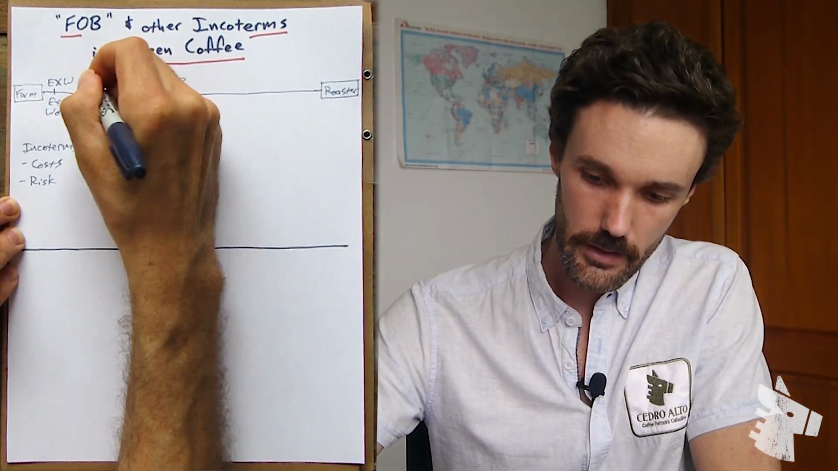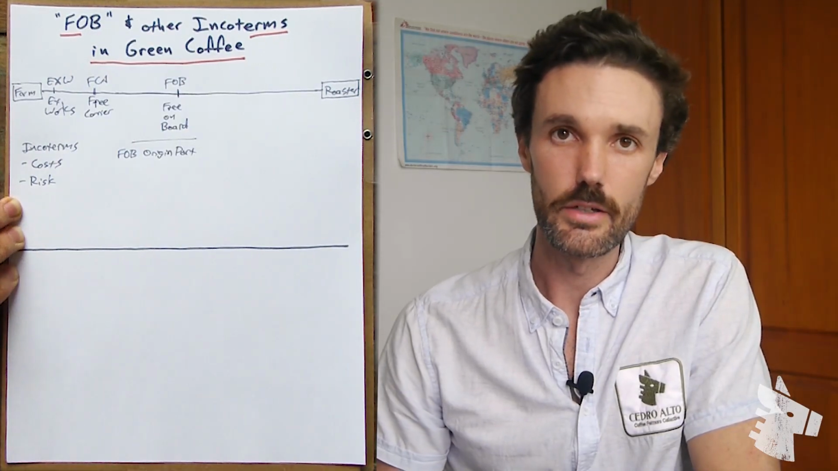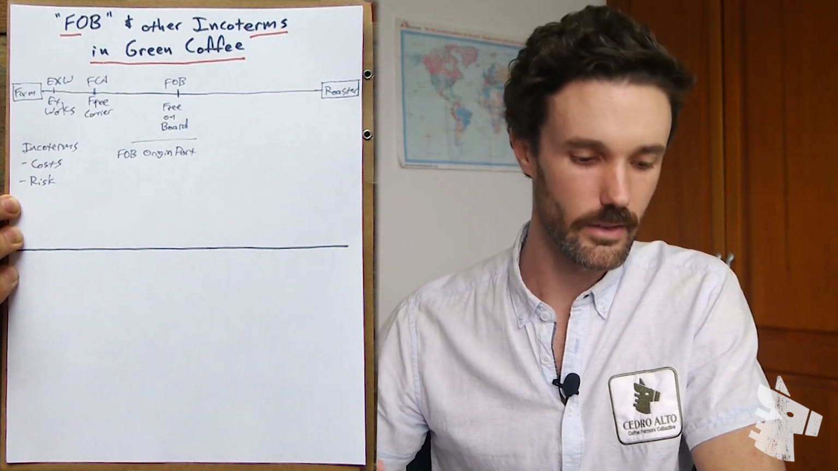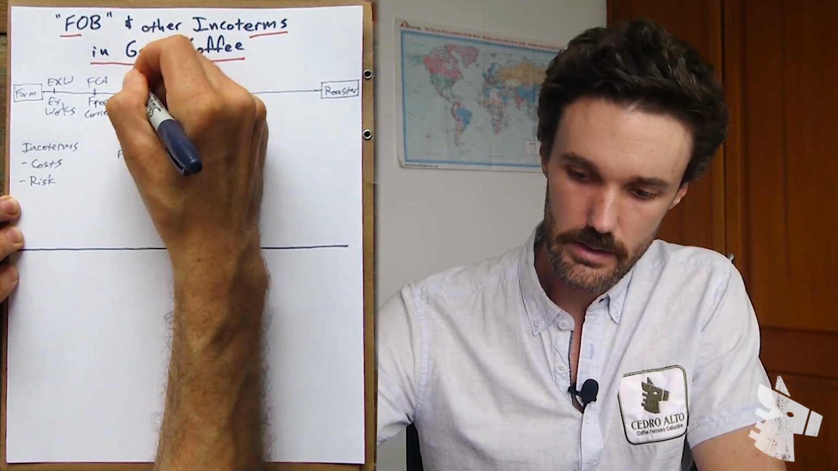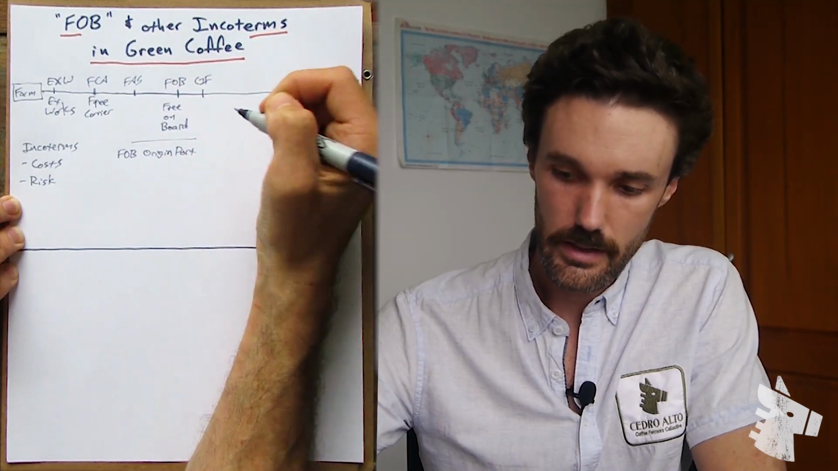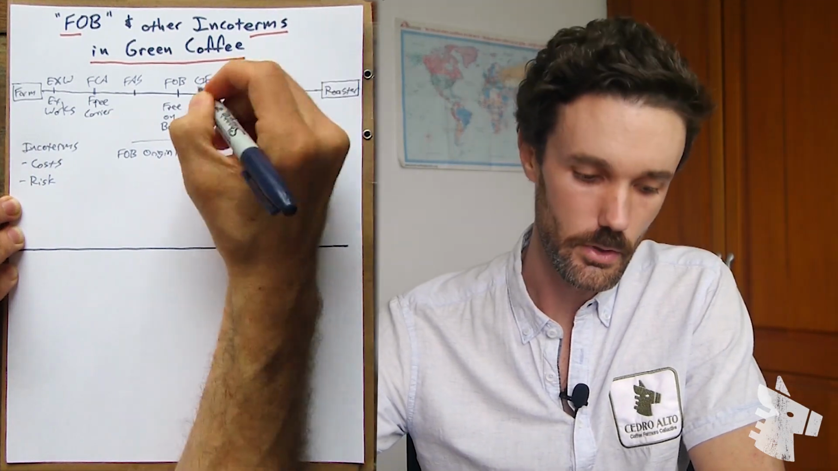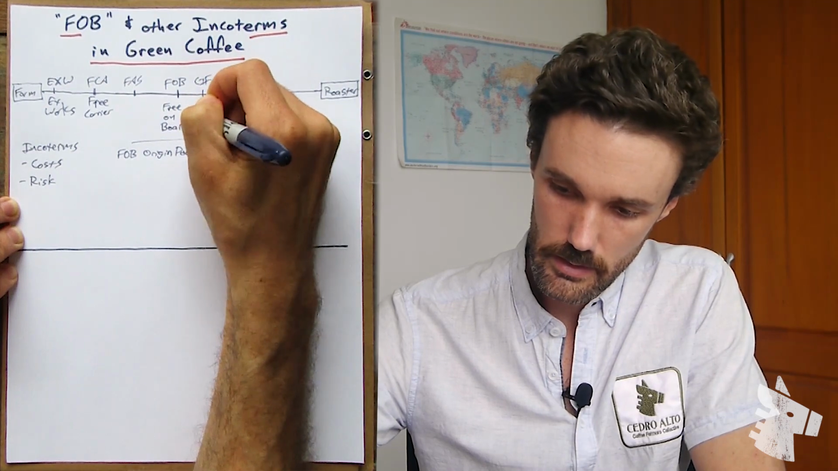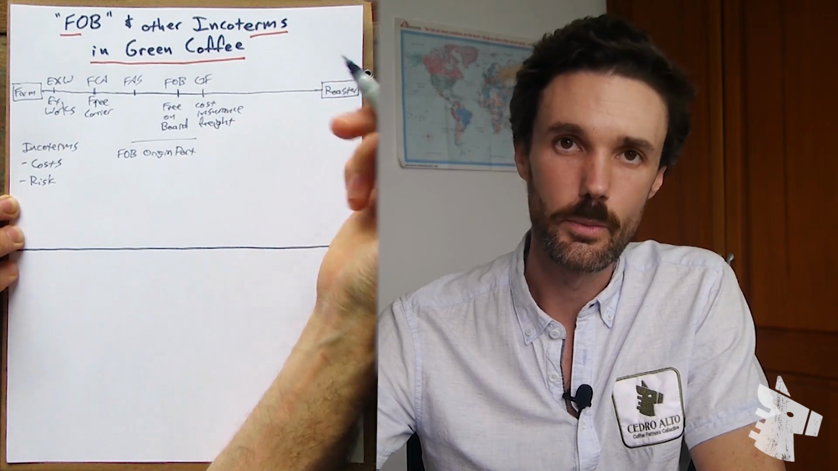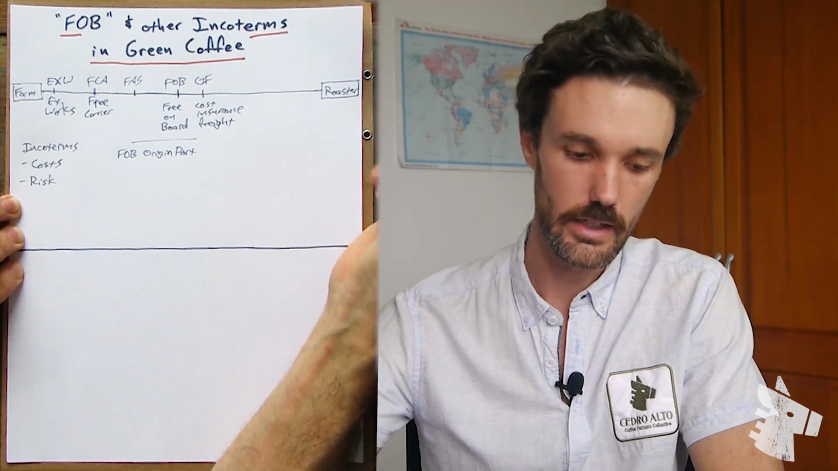Then we have FCA, free carrier. So this is just the goods are turned over to any sort of carrier, a trucker, a train conductor, whatever it is. FAS is another. CIF is similar to FOB, except the exporter in CIF will be responsible for cost, insurance, freight. Basically, that just means the exporter has to pay the shipping line for the cost of transporting the goods from the port of origin to the port of destination.